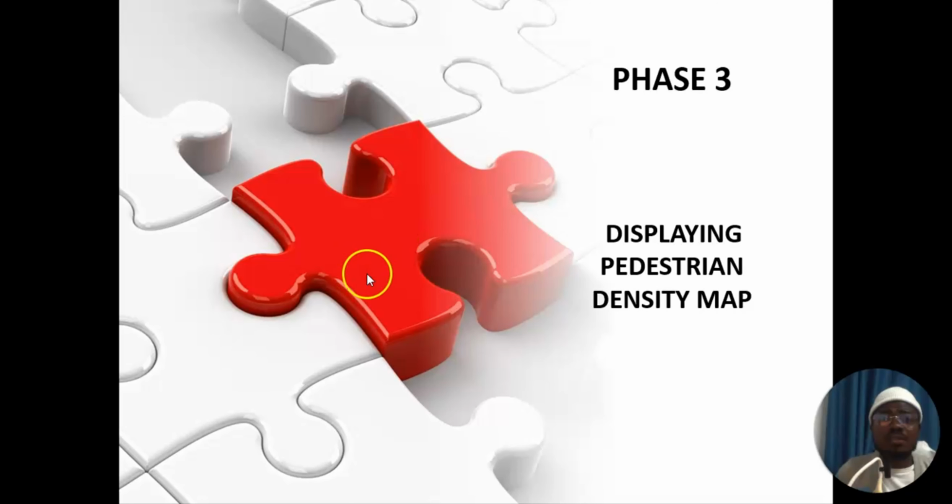So looking into the third phase, which is displaying the pedestrian density map, we have created a model simulating pedestrian flow inside a subway entrance building. Now we need to be able to get some of the statistics on the flow. And in order to do that, that is when we make use of the density map. This is the most powerful tool we can use in pedestrian simulation for this stage. So we will be introducing the density map into the model.